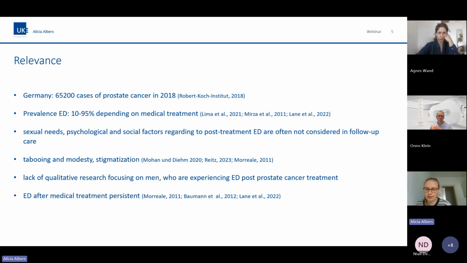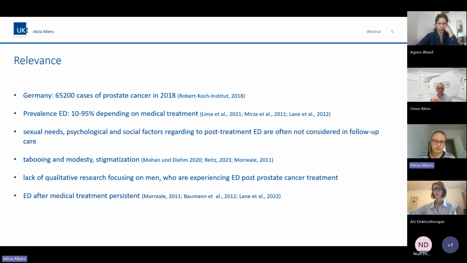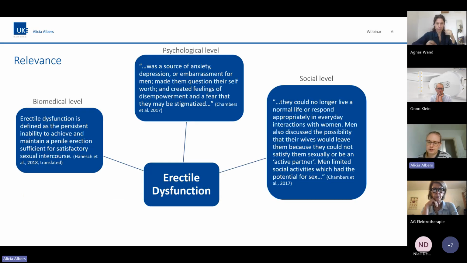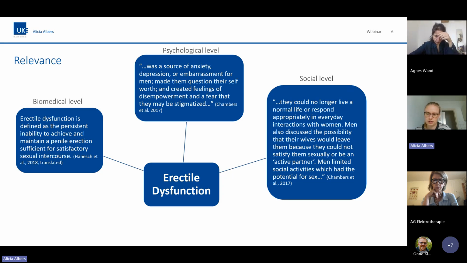And what I would like to add here is that erectile dysfunction after the medical treatment is a persistent symptom. I think this is really important: in comparison to incontinence, for example, men suffer much longer from erectile dysfunction. For this webinar, I've decided to present the relevance by showing the importance of these 3 different levels with erectile dysfunction after prostate cancer treatment.